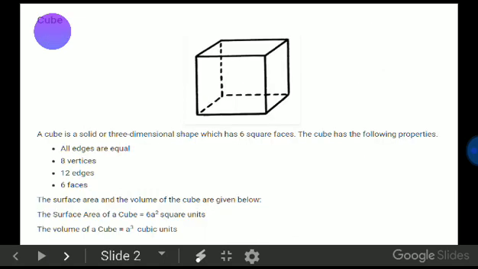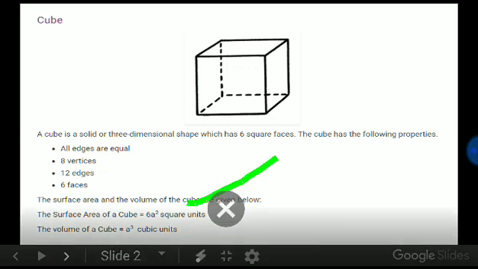Now the first solid shape which we have is cube. In a cube all edges are equal. It has 8 vertices, 12 edges and 6 faces. And for volume basically we need to multiply all its dimensions. As we know all its dimensions are equal, so the volume will be a cube.